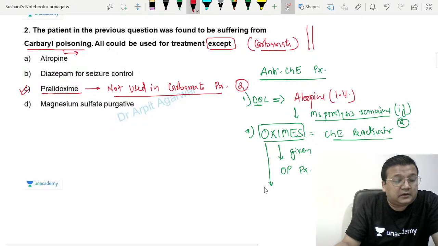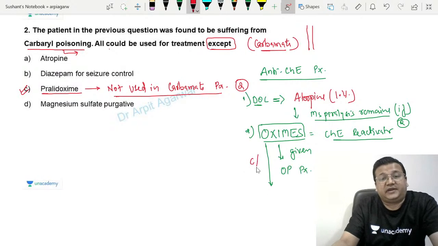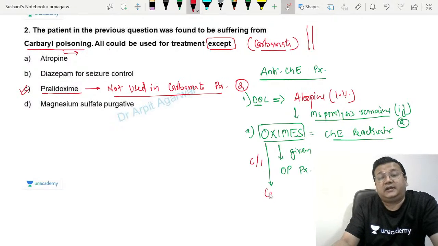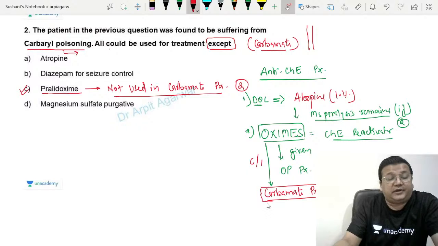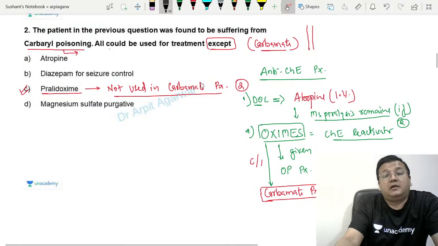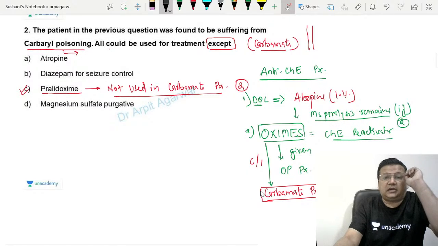contraindicated. Yes, Maitri, absolutely correct, you are there on the spot. They are contraindicated in carbamate poisoning. And Maitri has also already provided us the answer, and so has Simran. Oxims are contraindicated in carbamate poisoning.